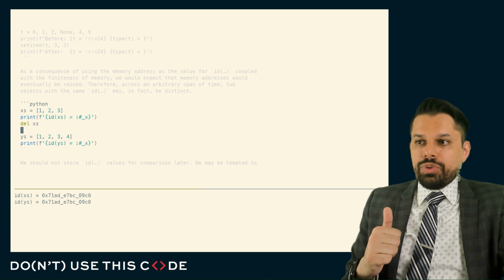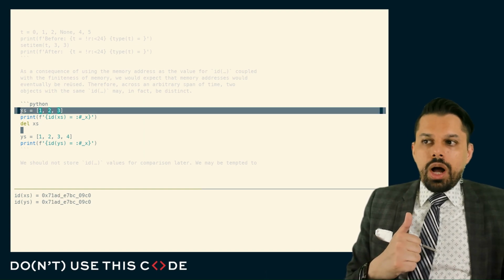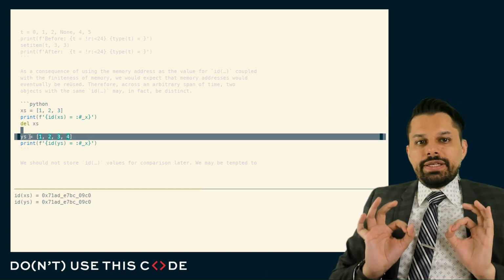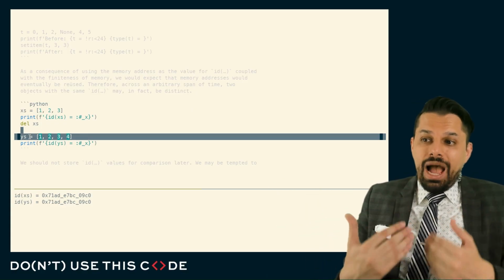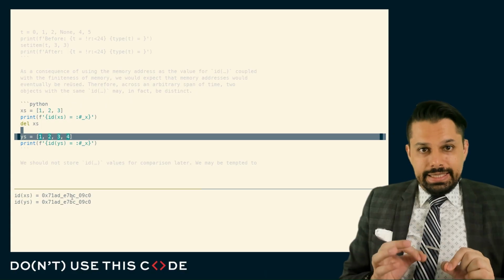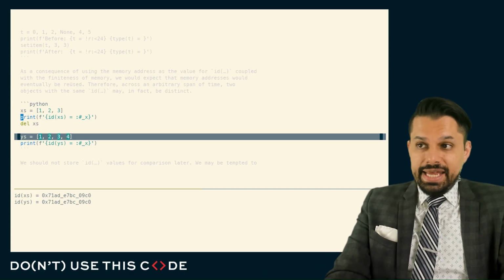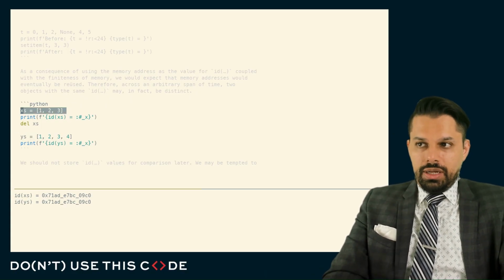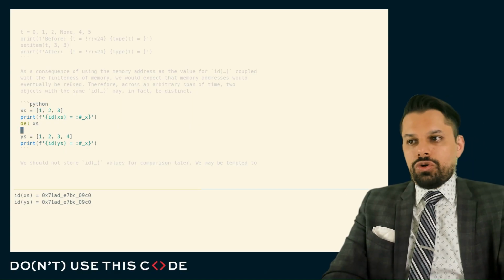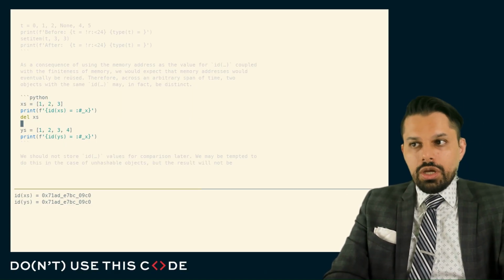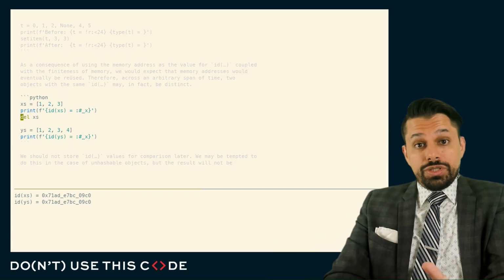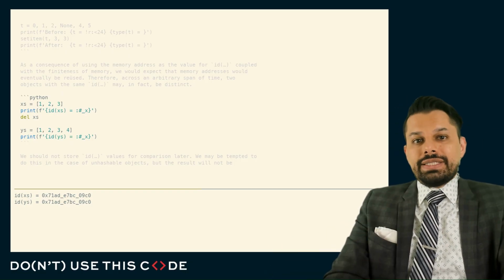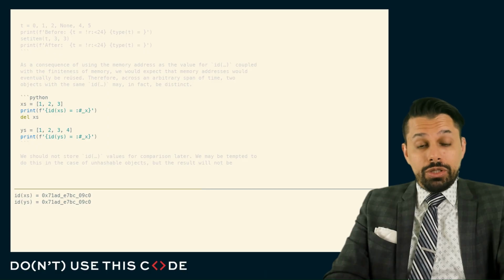Here in this example, you'll see that X and Y are clearly not the same data. One is 1, 2, 3, the other one's 1, 2, 3, 4. However, they have identical IDs. And the reason for that is, in between the creation of the object to which X refers and the object to which Y refers, we have deleted X, we've garbage collected X because there's no other references to it, and CPython has decided to reuse that memory location.